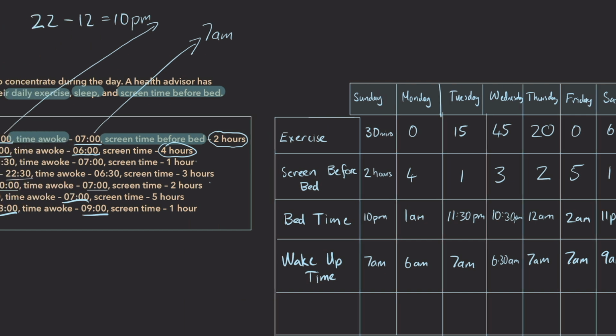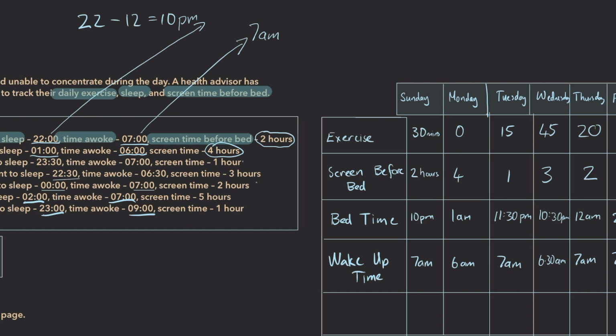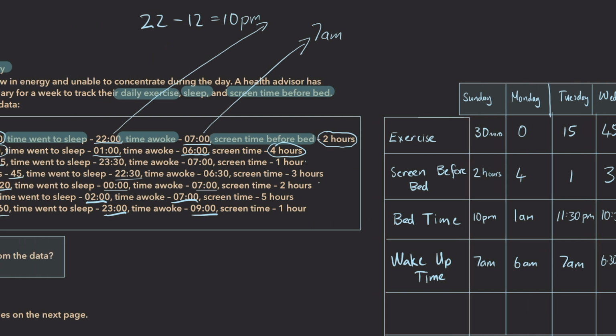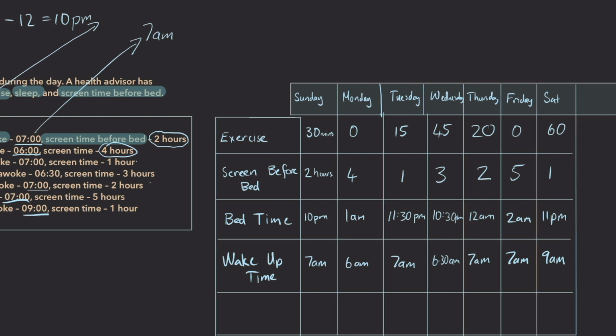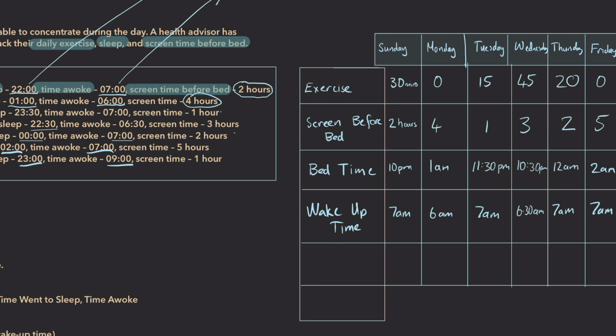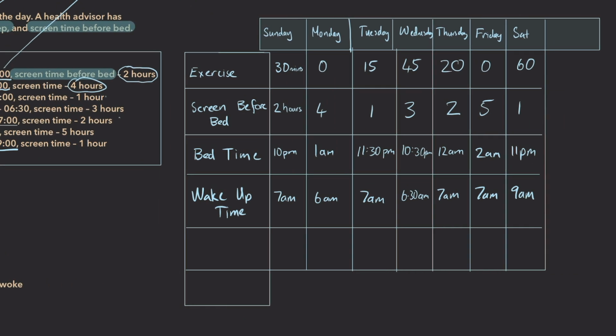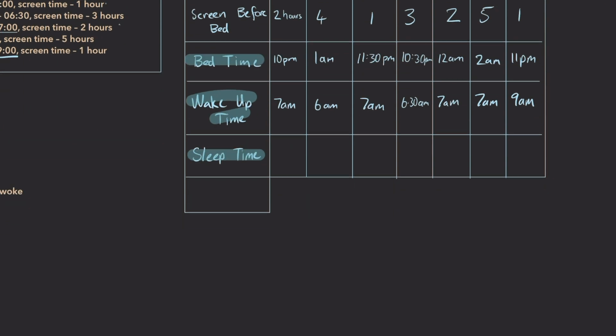If those conversions of working out the 24-hour clock to the 12-hour clock take you a little bit longer at first, that's fine. With more practice, you get faster. All right, then I want to work out how long we actually slept for. So we're going to put in our sleep time here, and we can calculate that because we know our go to bed time and we know our wake up time. If we calculate the time in between those, we can work out our sleep time. All right, this is how we do it.